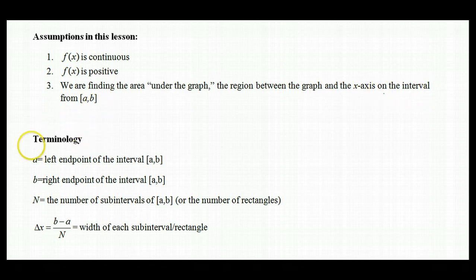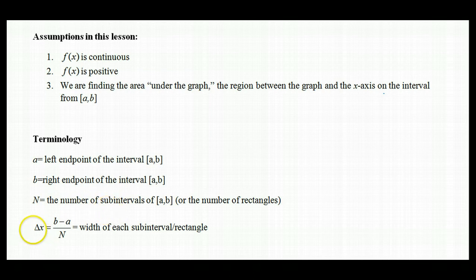So we're also going to be using some terminology. A is going to represent the left endpoint of the interval from A to B. B is going to represent the right endpoint of the interval from A to B. We're going to use a capital N to indicate the number of subintervals of AB, or the number of rectangles. As we mentioned, we're going to be using rectangles to approximate area. And to make our lives easier, we're going to have rectangles that have equal width. And big N is going to represent how many of those rectangles we have.